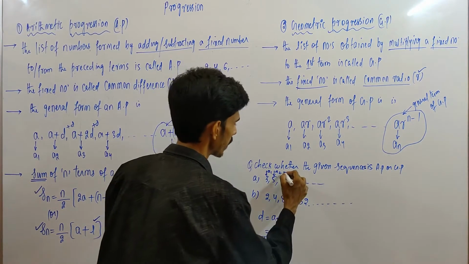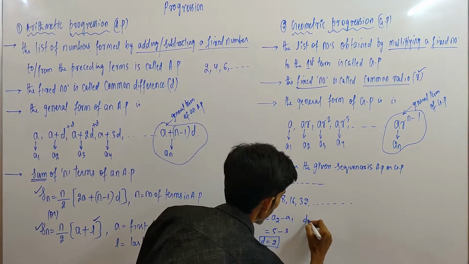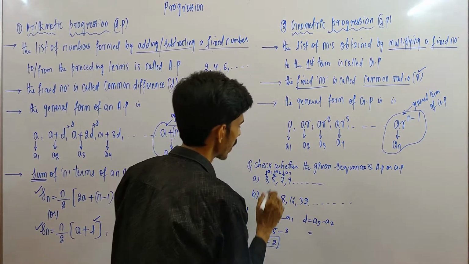Let us check between these two terms. Let us denote it with a3. Now calculate the common difference as a3 minus a2. The a3 value is 7 minus 5.